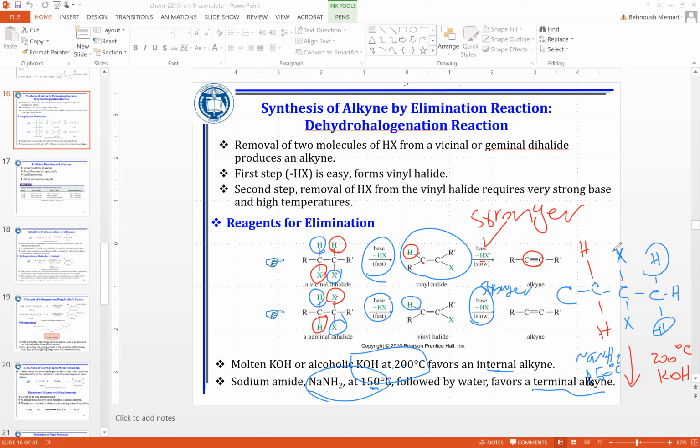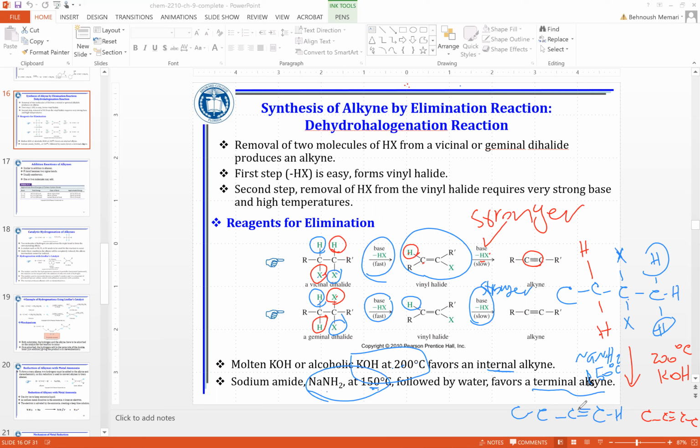So with the red conditions, you would get a triple bond between carbon 2 and 3. With the blue conditions, you would get a terminal alkyne like this. So it depends on the conditions that you use for the reaction mixture.